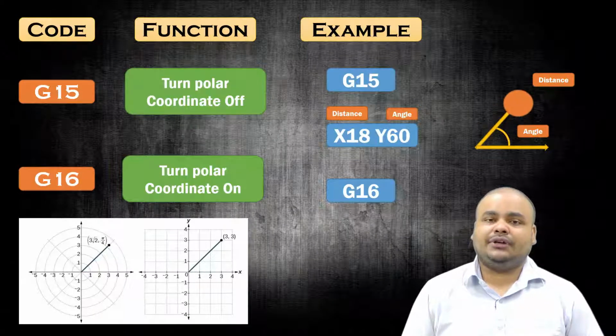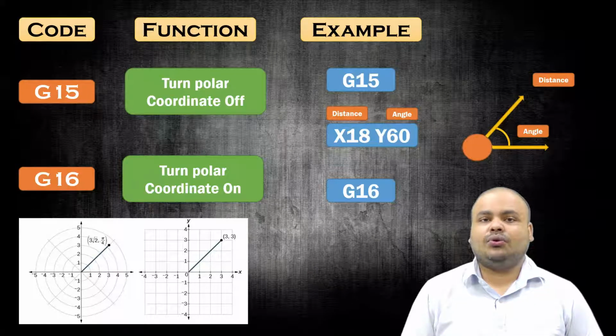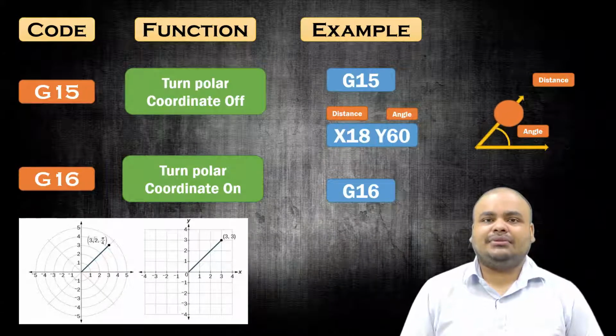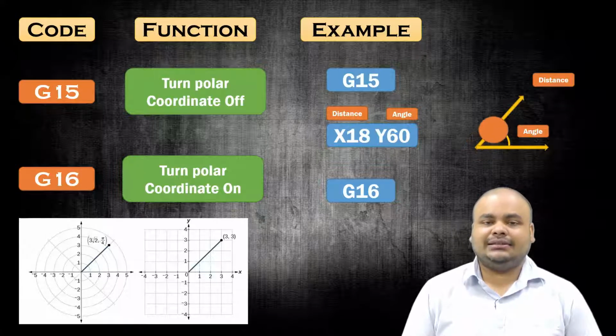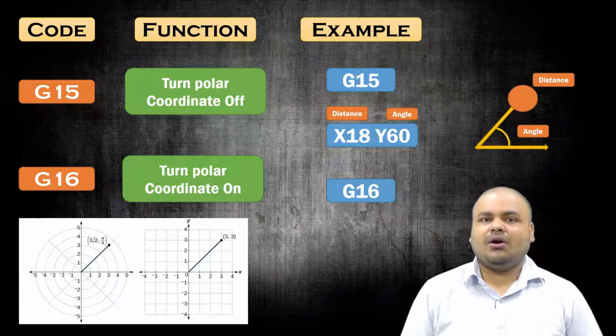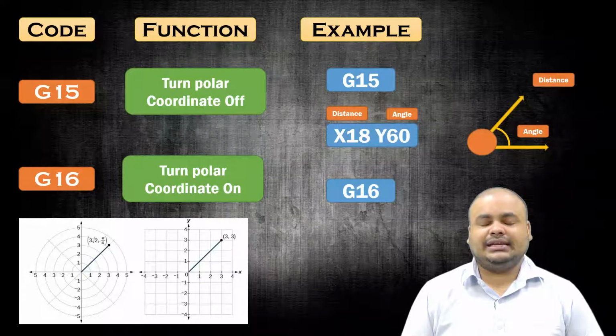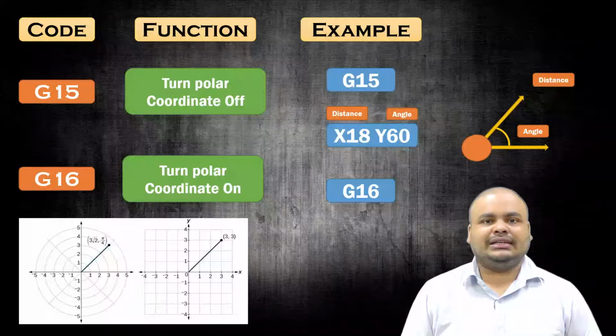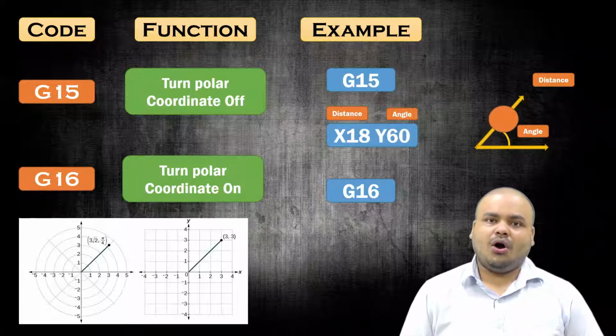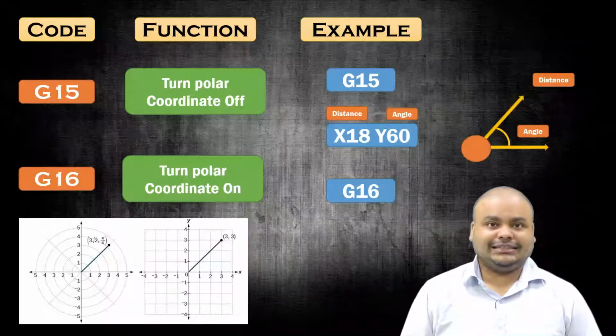So particularly if the tool is at a point, and if you want to go for polar coordinate system, that means you have to give the coordinates in angle and length, then you have to make this polar on by using G16, and if you want to make it off, then you have to go for G15. So this is regarding the polar on and polar off. Then moving on to the next G code.